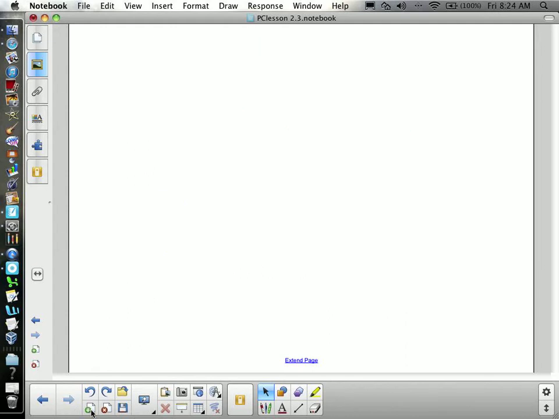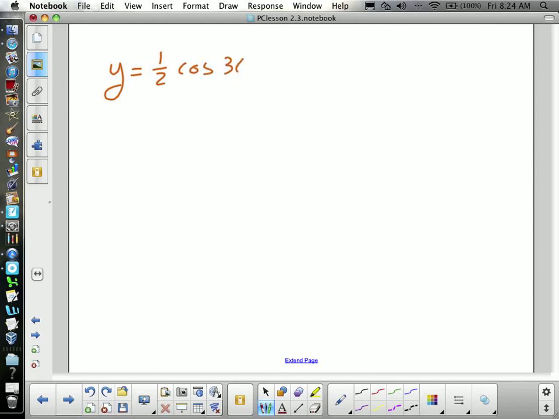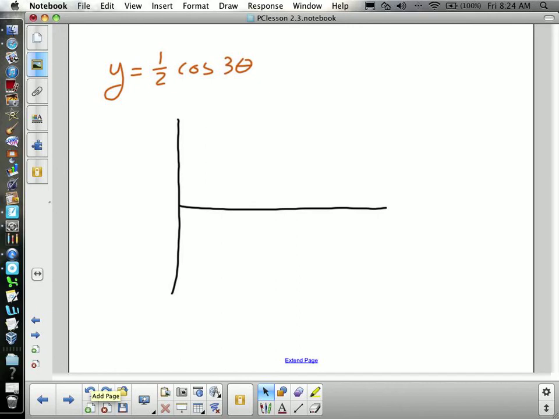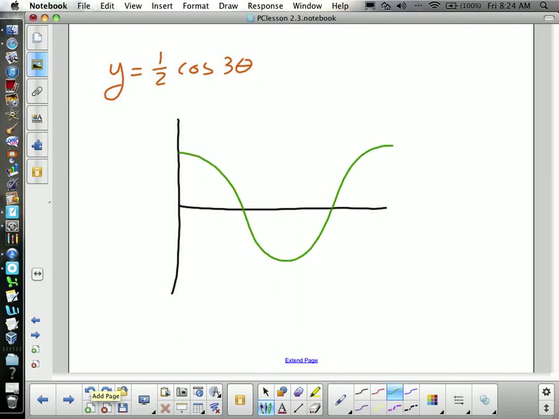I just want to do one more example before we quit, okay? Just do the sketch part of y equals 1/2 cosine of 3 theta. We're not going to do the full graph. I just want to do the sketch. Start with a basic cosine graph, which I know looks something like this. This is why memorizing the basic graphs is so very important. That's my basic cosine graph.